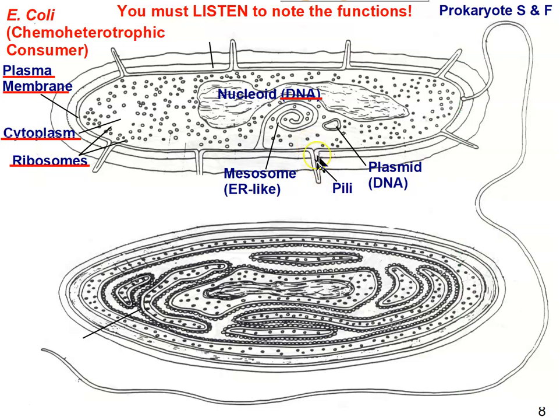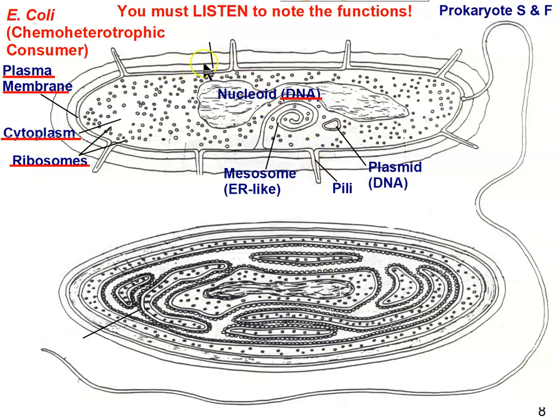And the genetic information that will be passed during conjugation would be a copy of the plasmid. So it's just the plasmid DNA that would be copied, that would be replicated and passed through the pili bridge from one prokaryotic cell to another during the process of conjugation. So both the plasmid and the pili function during conjugation.